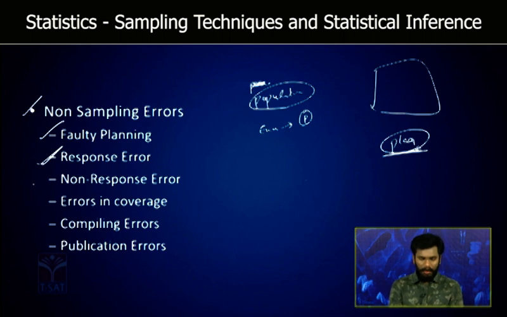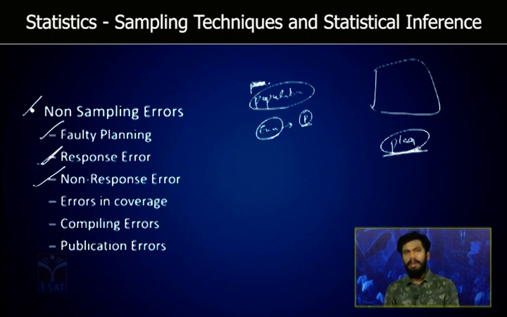And again, non-response errors. Non-response errors are when this person is totally unwilling to give the response to the enumerator. That is one case. Or this person is not at all available to give the information. So those kinds of errors will come under non-response errors.